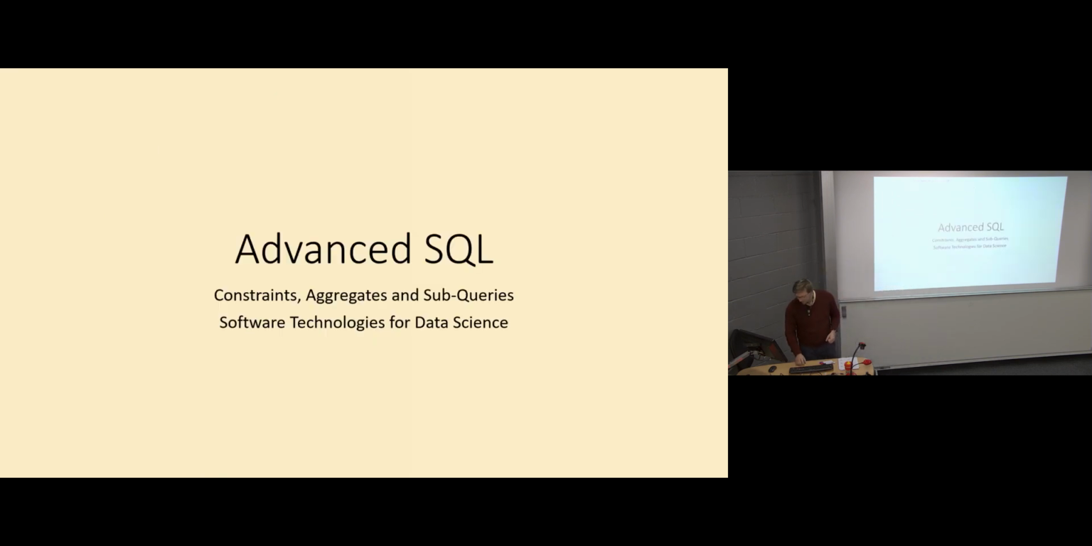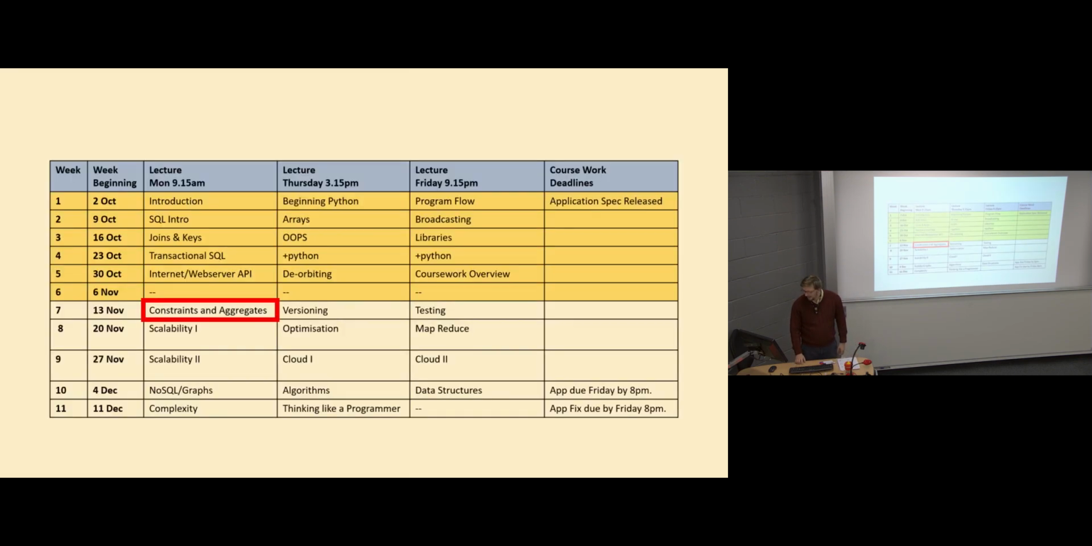Brilliant. So this week we're going to finish off our SQL. This is the last week of SQL we're going to do. So hopefully this is as complicated as the SQL is going to get on this course. We're over halfway. You've had 6 weeks. You've got 5 weeks left. It's called Constraints and Aggregates. It's advanced SQL. And then you've got versioning and testing, so some more programming.